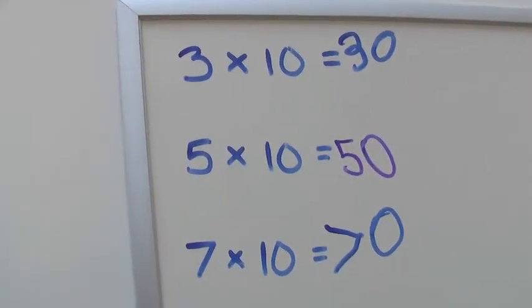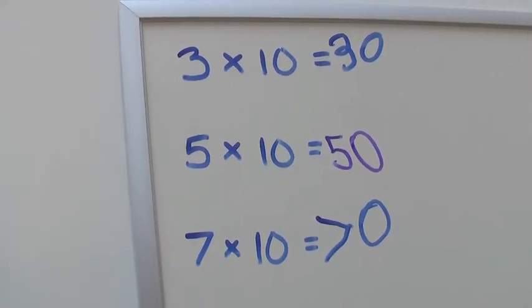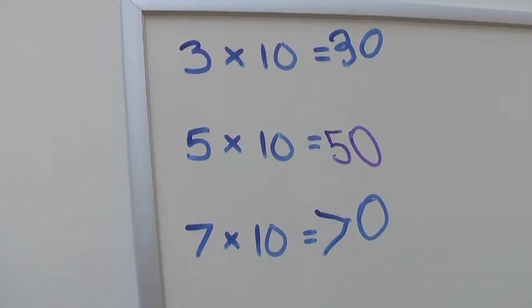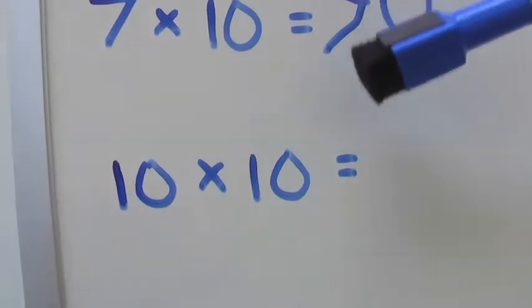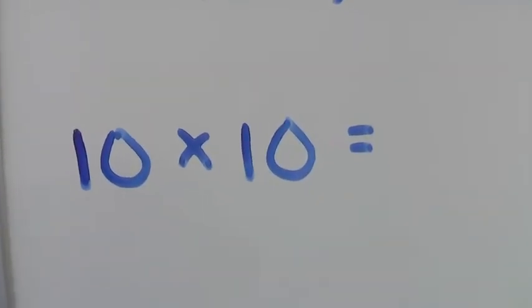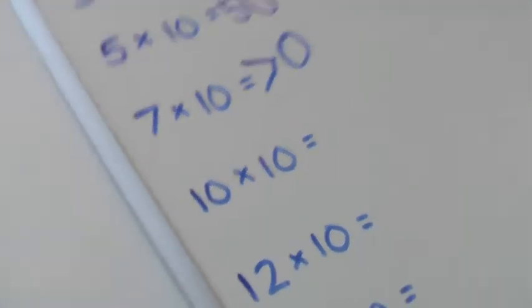Okay, so if you look closely, you might start to see a pattern here. I'm not going to say what it is. Okay, 10 times 10. What's 10 times 10? 100. Yeah, you can go ahead and write that in.